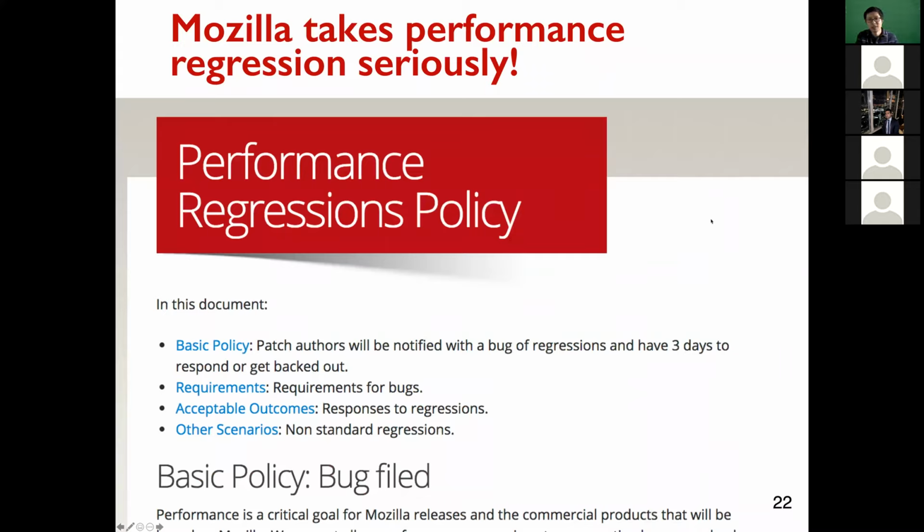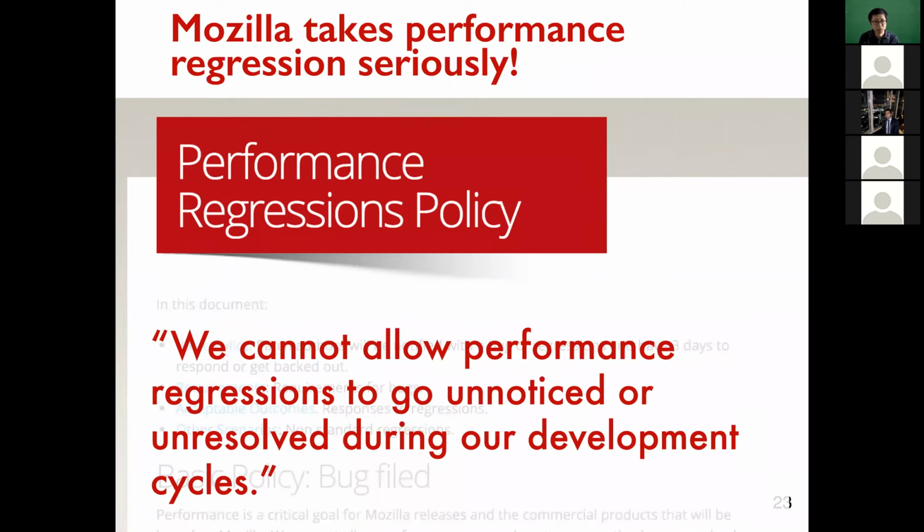For example, this is documentation from Mozilla. This is about how Mozilla takes performance regression seriously. Here, what is Mozilla's performance regression policy? Let's make it bigger. It says we cannot allow performance regressions to go unnoticed or unsolved during our development cycles. So during the development cycles, we identify changes that lead to worse performance, and you need to fix them as soon as possible. That is the policy of Mozilla. Here I just give an example.